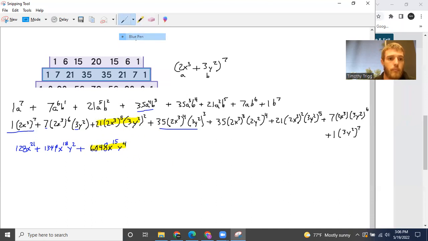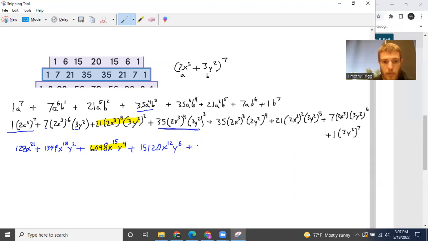Okay. Let's move along. Plus, here we have 2 to the power of 4 times 3 to the power of 3. 2 to the power of 4 is 16 times 3 to the power of 3 is 27 times the 35 that's in front. So that's 15,120. Then we have x to the power of 12 because 3 times 4 is 12. And then power to a power, you multiply those. So that's y to the power of 6. Again, this one is the one we just did.